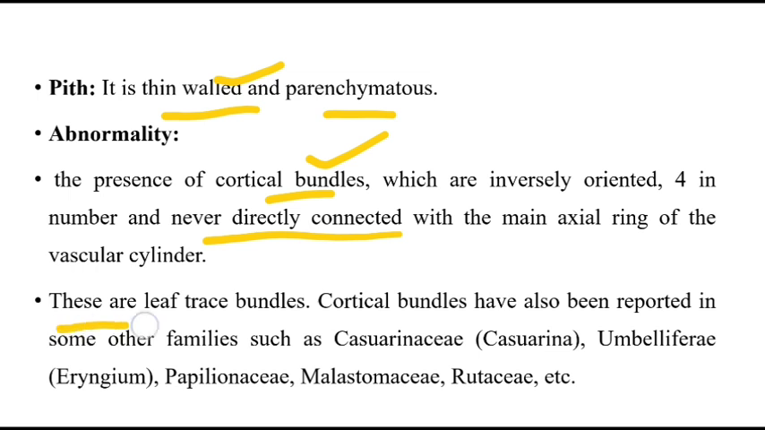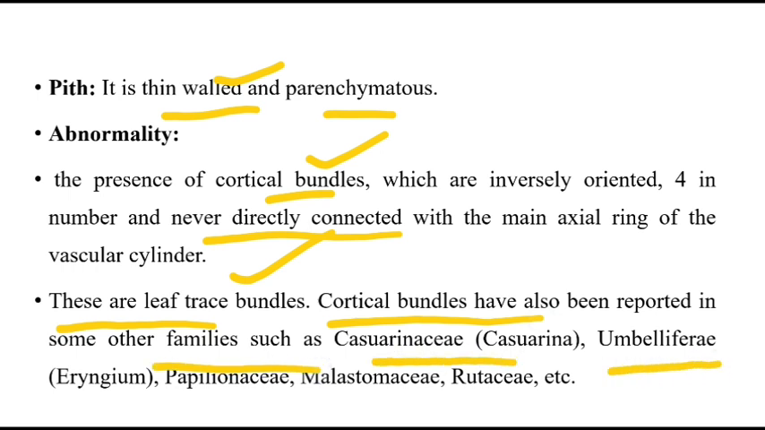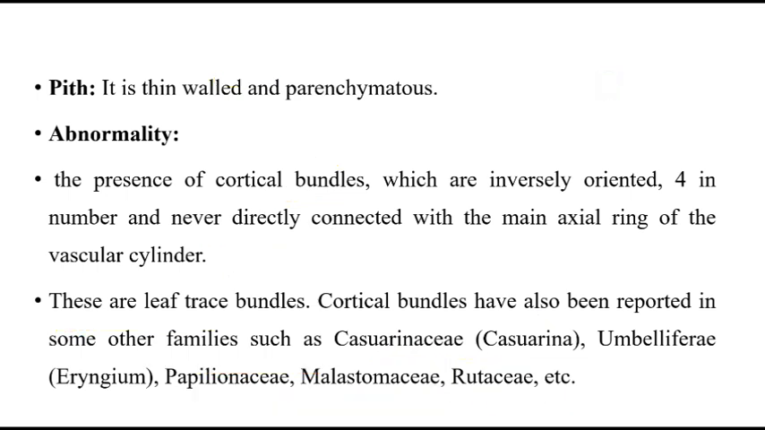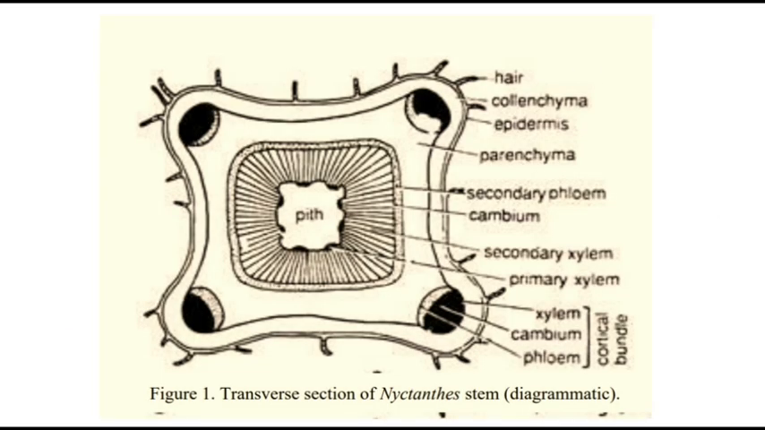The second one is that these are leaf trace bundles. Cortical bundles have also been reported in some other families like Achyranthes, Umbelliferae, then Papilionaceae, Melastomaceae and Rutaceae. Okay, next. So this is the structure. These are 4 cortical bundles.